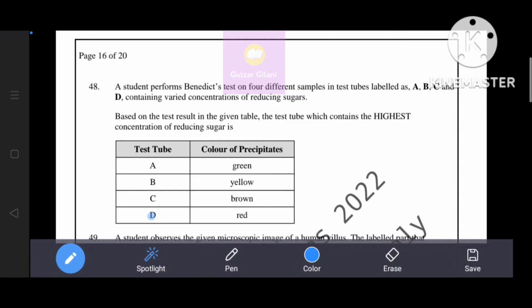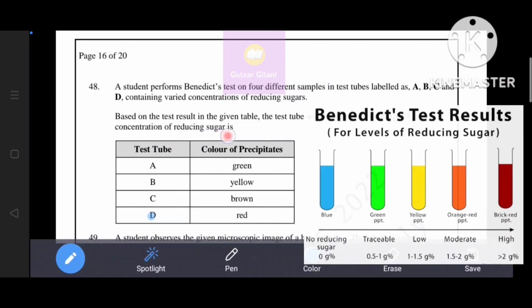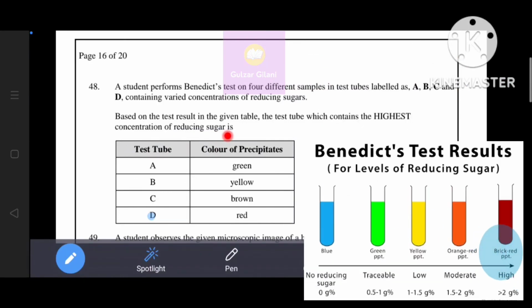Next question. A student performs Benedict's test on 4 different samples in test tubes labeled as A, B, C, and D, containing varied concentrations of reducing sugars. Based on the test result in the given table, the test tube which contains the highest concentration of reducing sugar is. Red color shows the highest concentration of reducing sugar. Red color option D में. That's why option D is the correct answer.